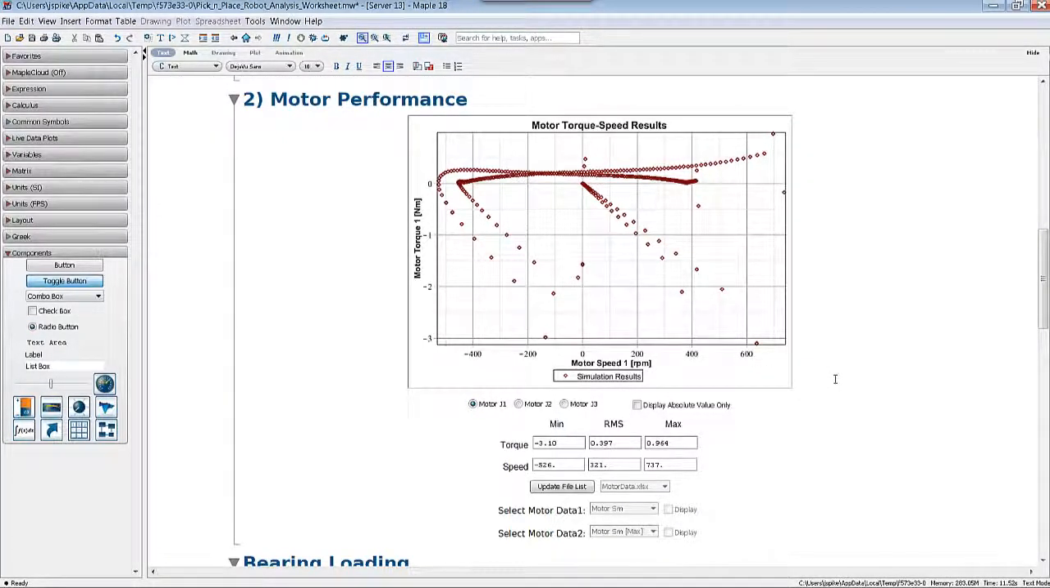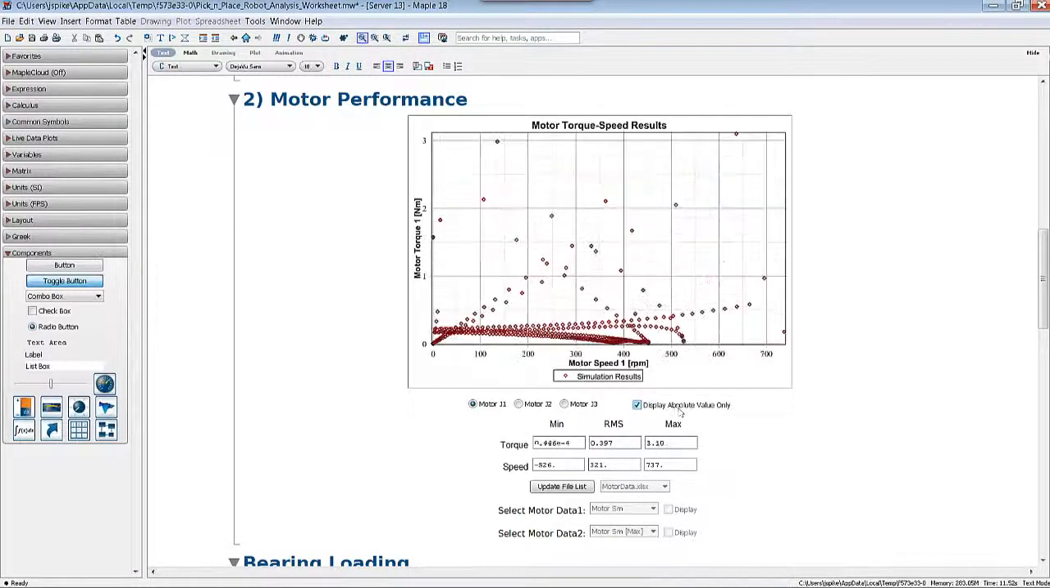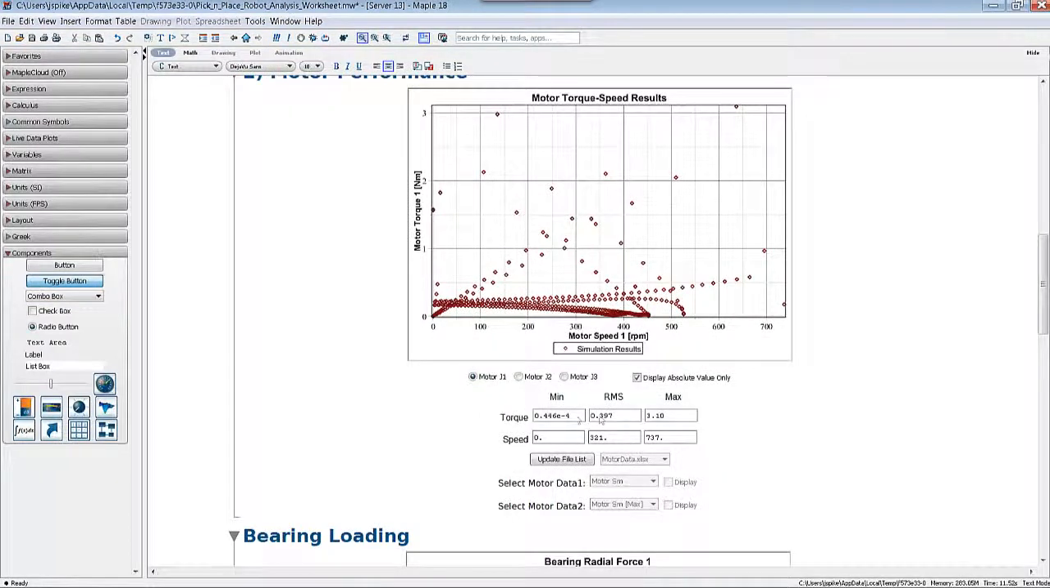When we want to compare against benchmark data, we can do that by simply toggling our results to take a look at the absolute value. So now we know the magnitude of our motor speed and the magnitude of our motor torque for motor 1. We can directly measure the results by seeing our minimum torque that's used, RMS, and maximum speed.